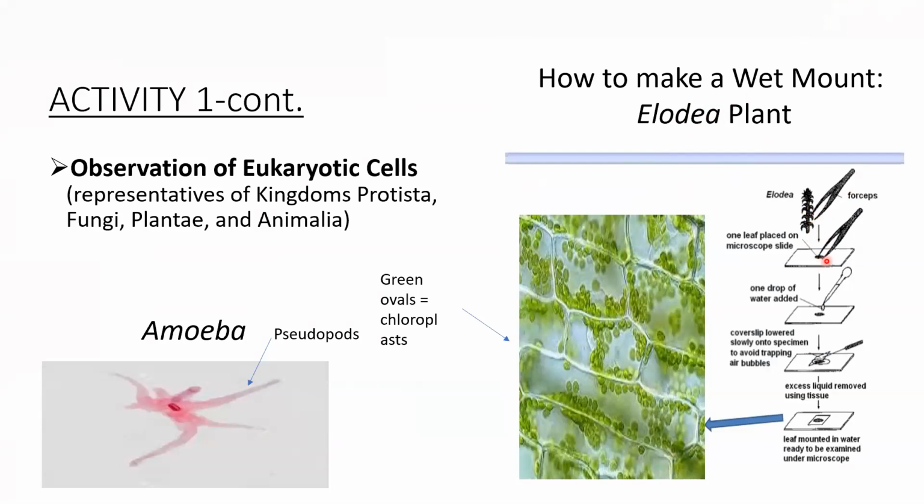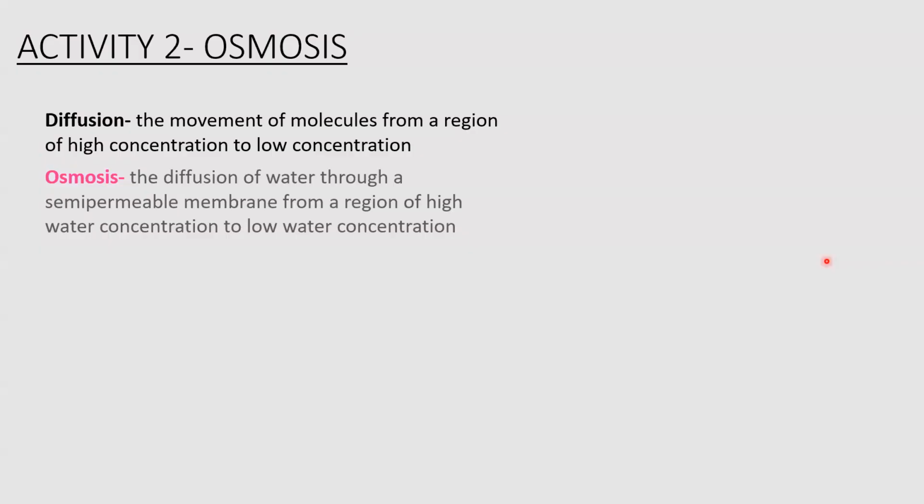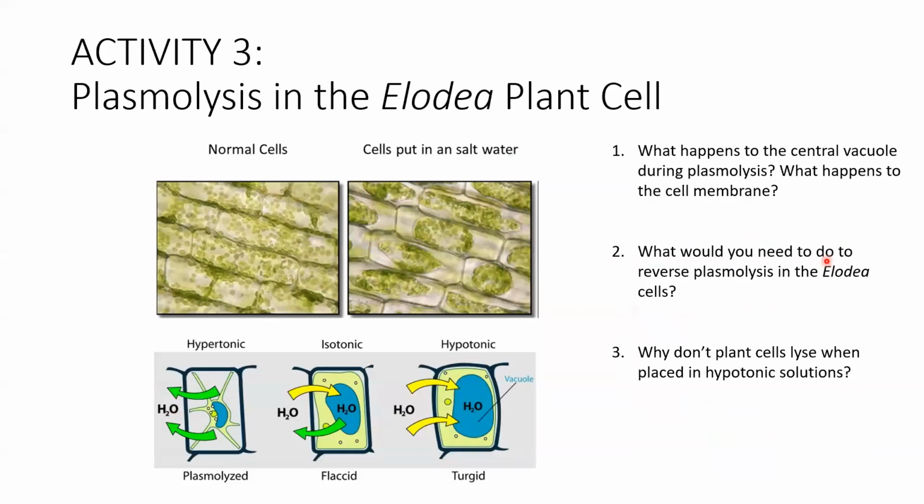And then in this experiment, you would either put pond water on top of the leaf and then put your cover slip on top of that, or you would expose it to a hypertonic solution. So you would put, I believe it's 10% sodium chloride solution on the plant and then place your cover slip on that.